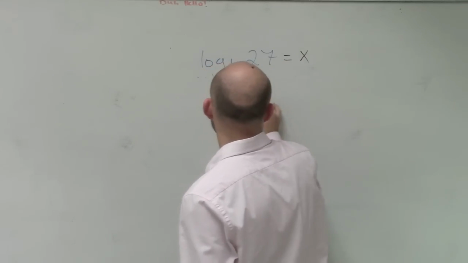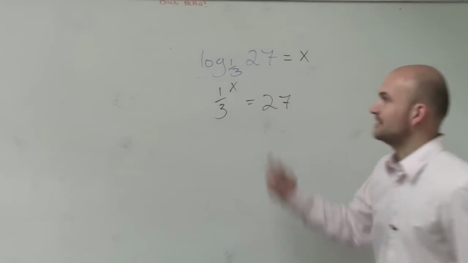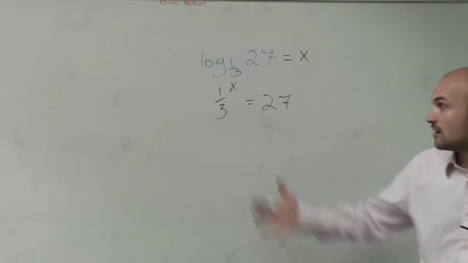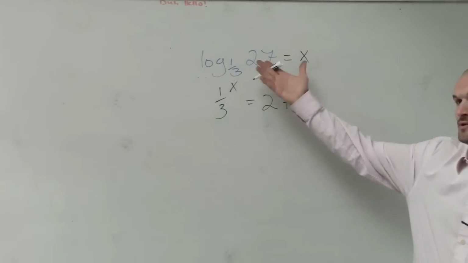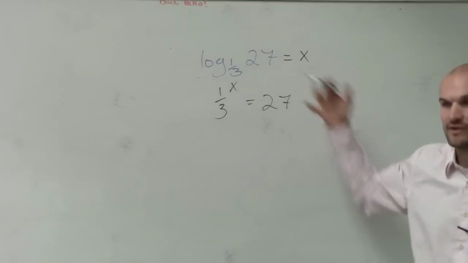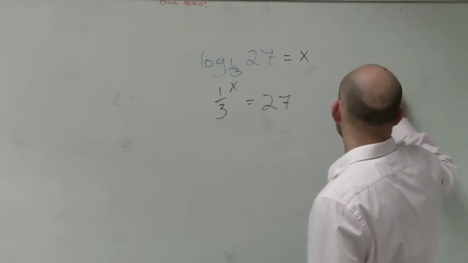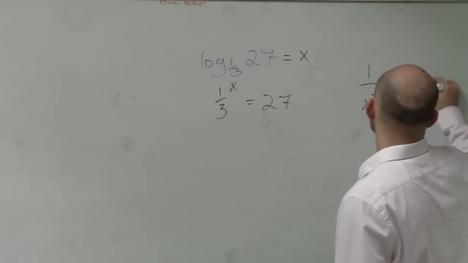1/3 raised to what power gives you 27? If I'm going to take it to logarithmic form and rewrite it as an exponential, we need to figure out 1/3 raised to what power gives you 27. Again, we need to remember our rules of exponents: 1 over x to the negative m equals x to the m.